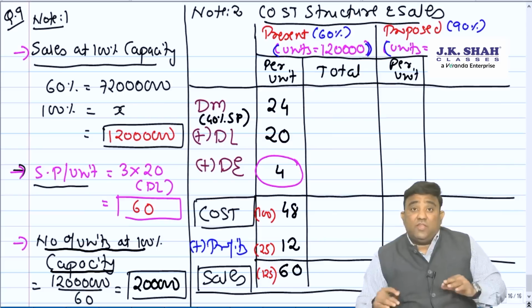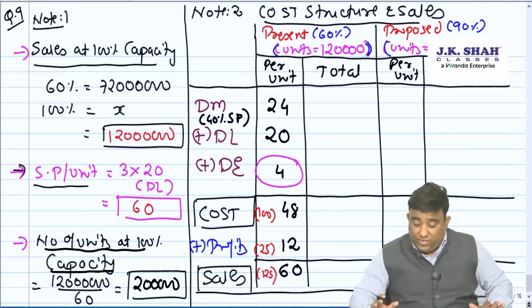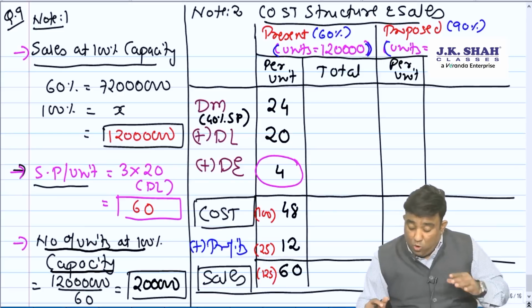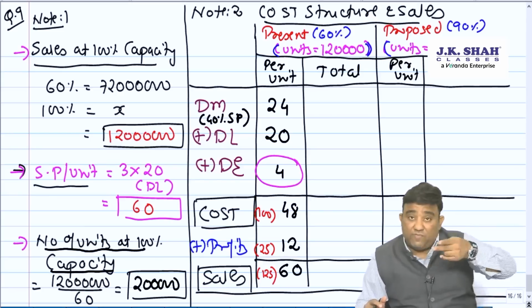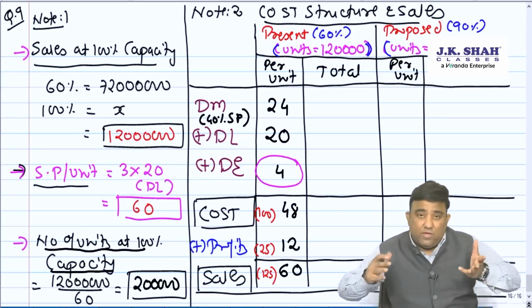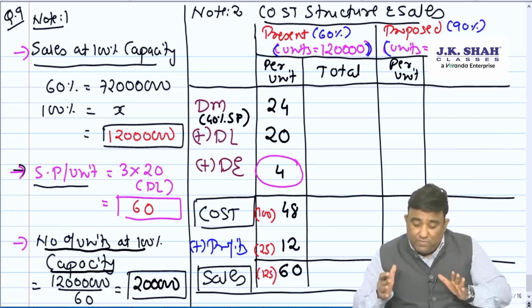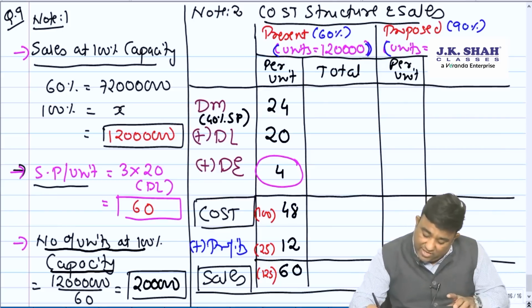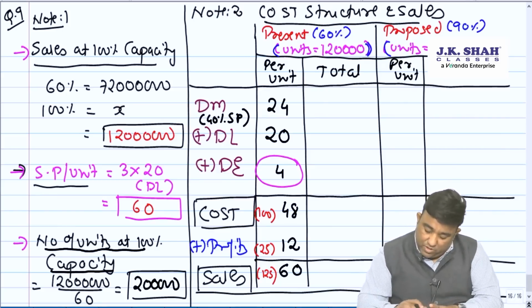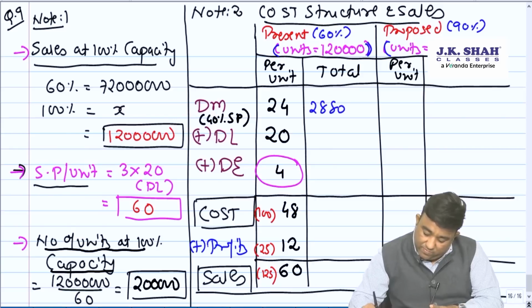This is one method. Second is, if you are directly clear with your concept, student, 25% on cost is 20% of selling price. Either way you can convert your answer. So 20% of 60 is going to be 12. Whatever method you are comfortable with, you can proceed. Now units are ready. I can multiply 24 into 1,20,000. This is 28,80,000. 20 into 1,20,000 is 24 lakh. And 4 is 4,80,000.